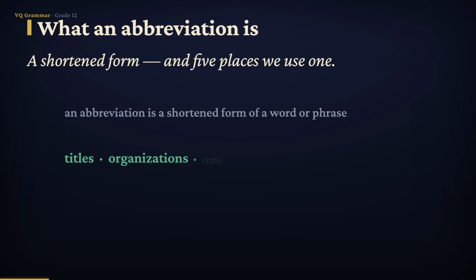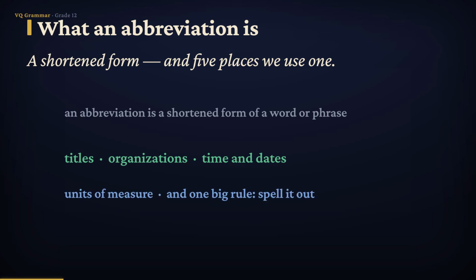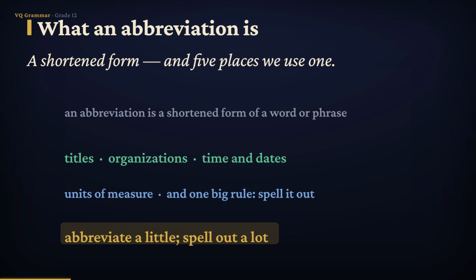First, with titles that go before or after a name. Second, with the names of organizations and agencies. Third, with time and dates. Fourth, with units of measure in technical writing. And running underneath all of it is one big rule about formal prose. Most of the time, spell it out. So the whole lesson comes down to a simple balance. Abbreviate a little and spell out a lot. Let's take these one at a time.